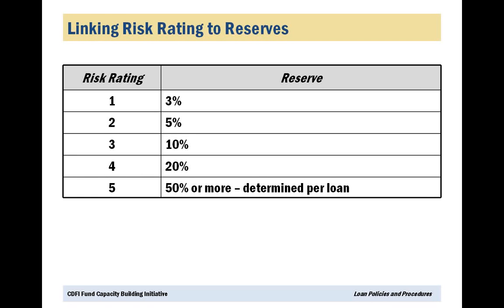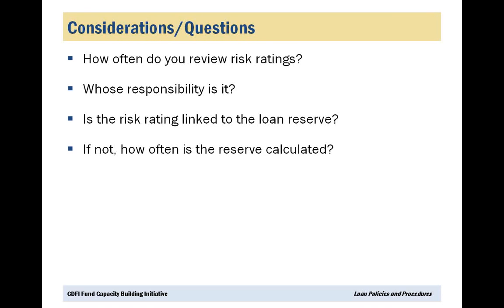This is just an example of a grid that links the risk rating to the reserves. So this would be how that might work. I can tell you that this particular example came out of a real estate lender, but it is a real example. So the questions are, how about that?